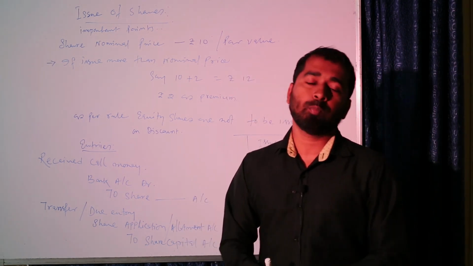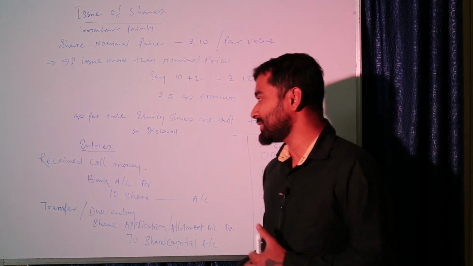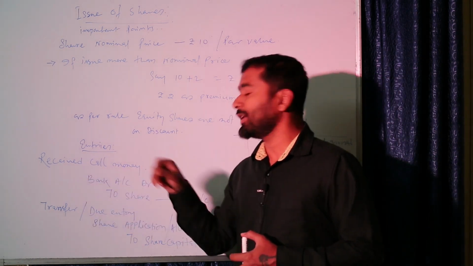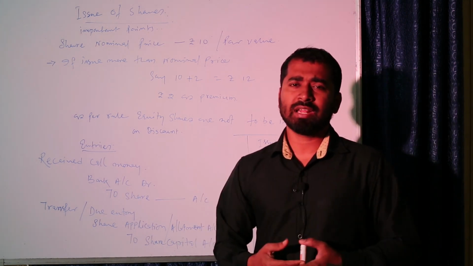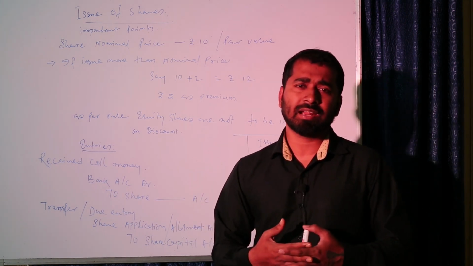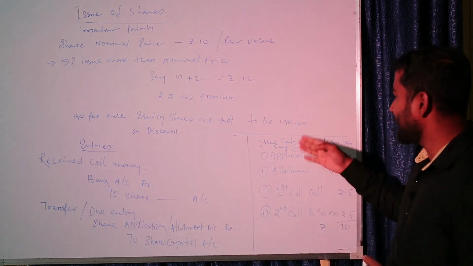Here there are only 2 important entries, for when we receive any call money, which could be application money or allotment money. Now the question arising is, what is the application money, and what is the allotment money? Let's see that part also here.